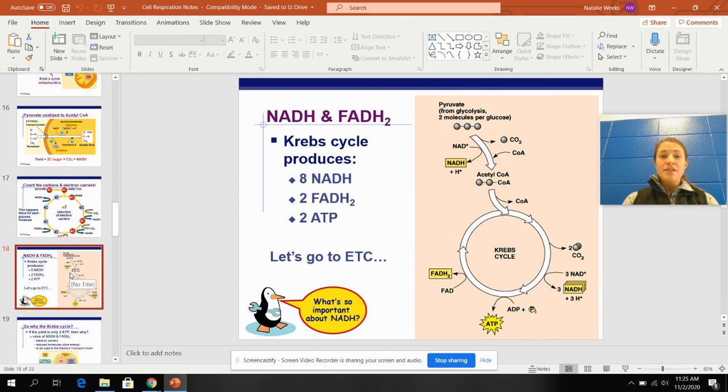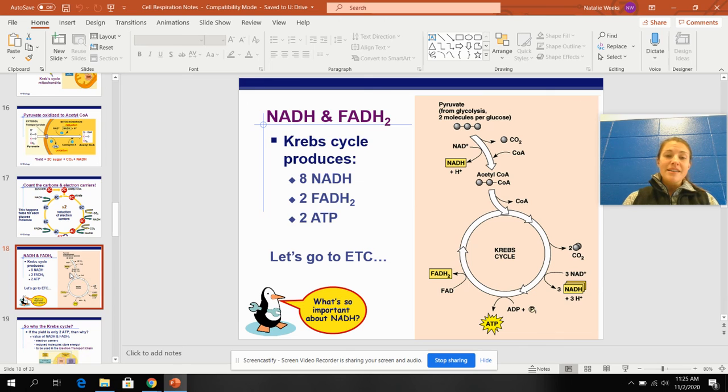So this is what you need to know. The Krebs cycle produces 8 NADH, 2 FADH2s, and 2 ATPs. All together with our ATP that we made in glycolysis, we only have 4 ATP. We're not much more efficient than bacteria at this point.